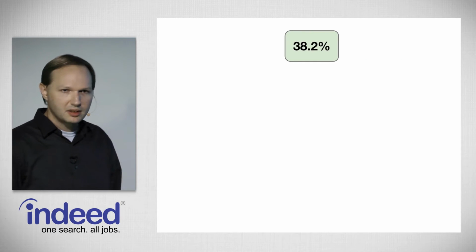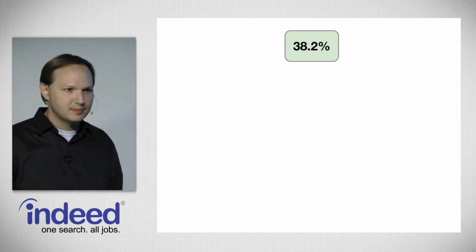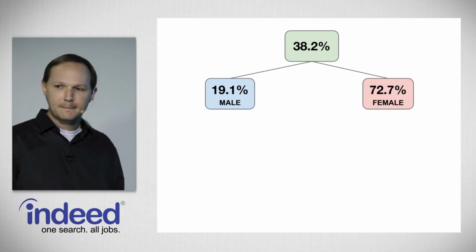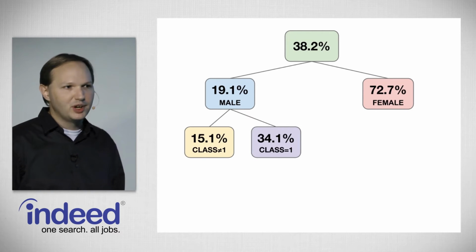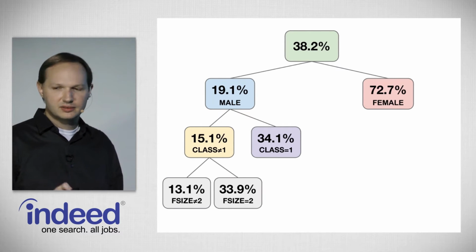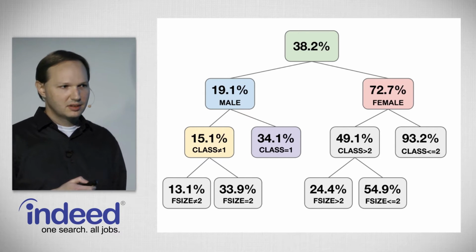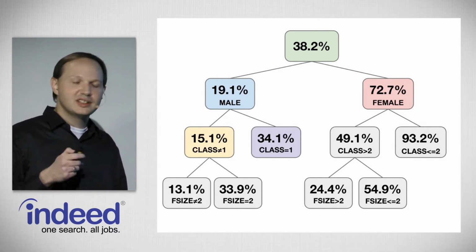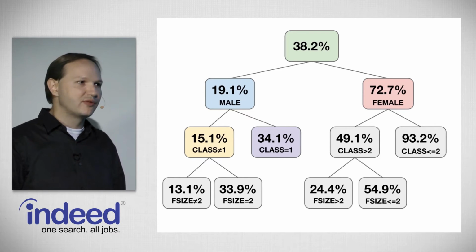At the end of this, you built a tree-like structure. You started with all the passengers at the top. They had a 38% survival rate. Separated the men and the women. Just looking at the men, we separated first class from not first class. And you repeat this process. So the category that had the least survival rate was men who were in first class who didn't have exactly 2 family members. And the highest survival rate was women who were in either first or second class with a very high 93% survival rate.